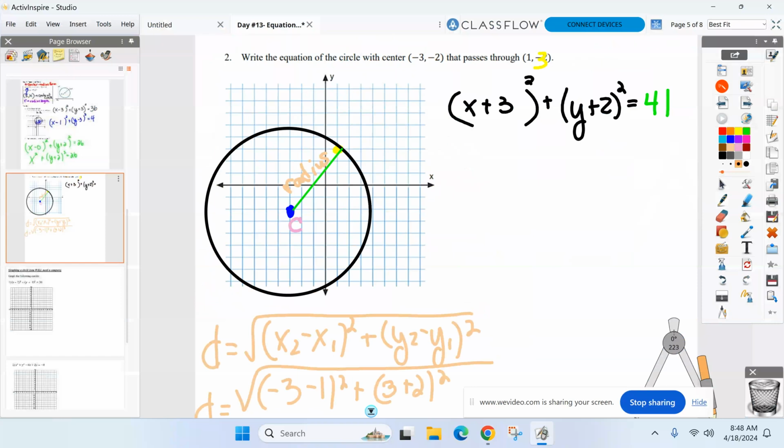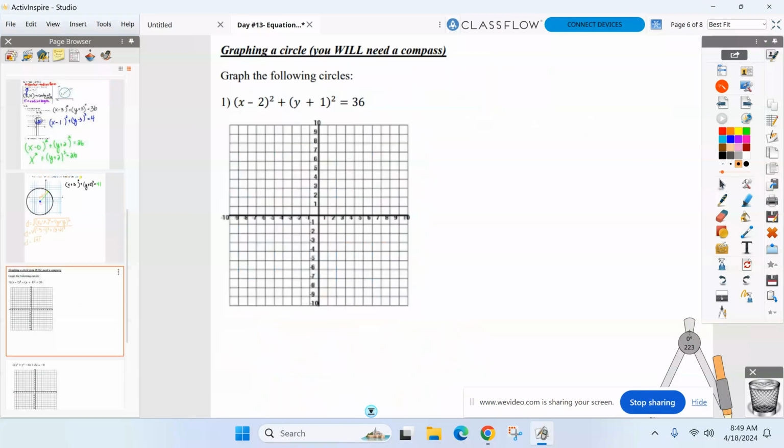All right, do we feel a little comfortable here? Because I'm going to go backwards now, meaning I will give you the equation. You guys now have to tell me what the center and radius is. All right, so I'll give you the equation. What's the center and radius? And we're going to do it by graphing.